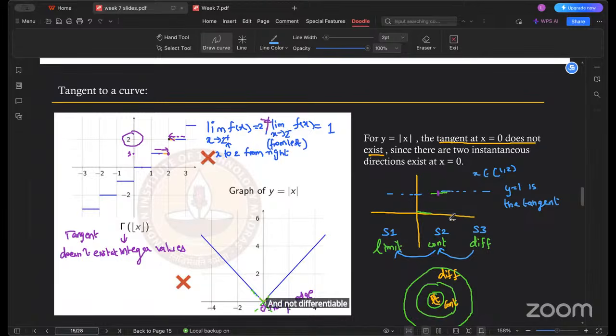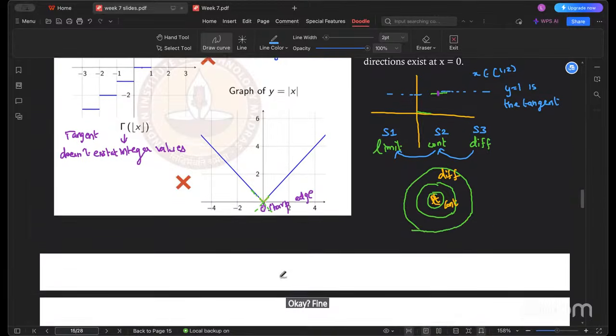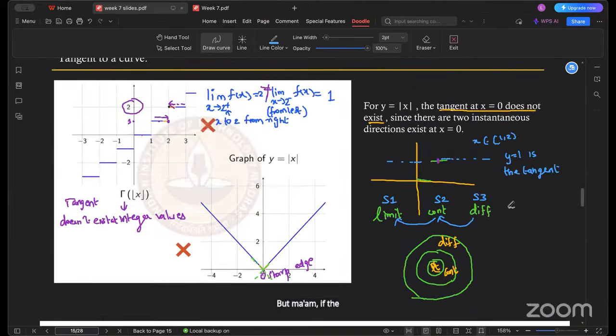Okay. For example, here the limit will exist. The function is continuous, but it is not differentiable at x equals 0 because the tangent does not exist here. Ma'am, if the function is differentiable, we can say that it is continuous and the limit exists. Exactly. Okay.